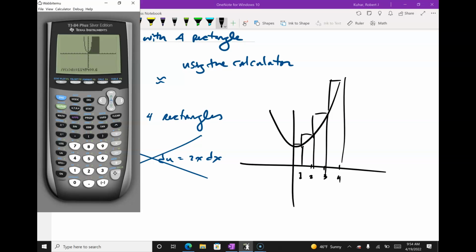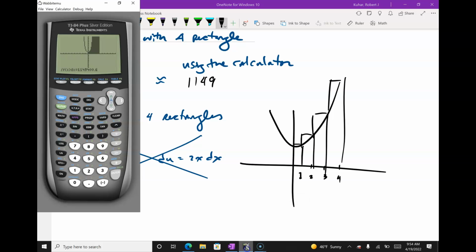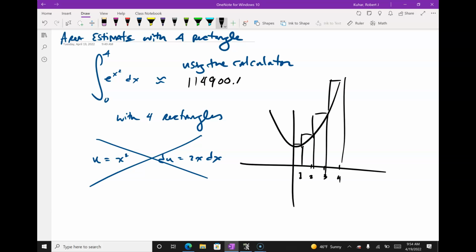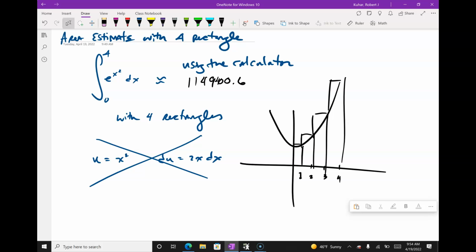So it looks like 1 billion, yeah. 114900.6. Oh, so 114,900.6, right? Let me just double check that. 1149400. Sorry, I thought it missed one. 400.6.